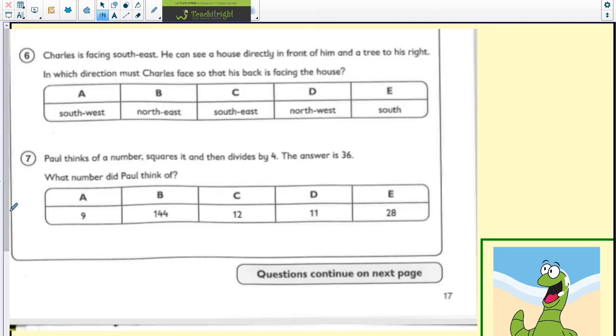Right, question 6. Charles is facing southeast. Right off the bat, let's just draw one of these for myself. Never eat shredded wheat. He can see a house directly in front of him and a tree to his right. So, never eat shredded wheat. Southeast is down here. In which direction must Charles face so that he's facing back to his house?